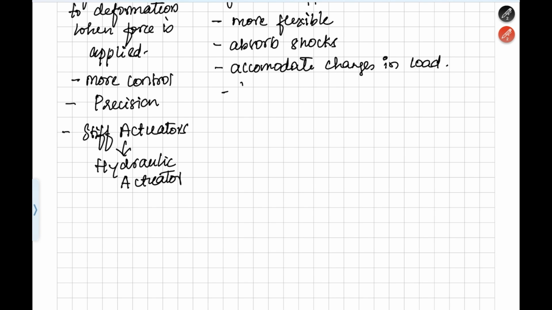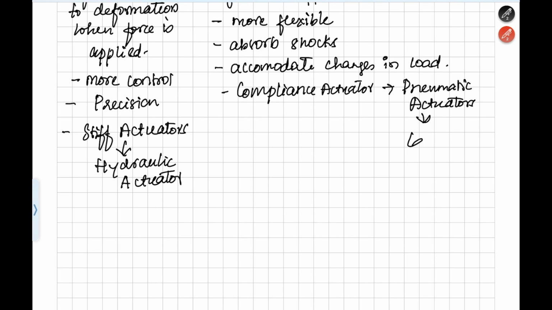Then we have compliant actuators here. Let's see the example. For compliant actuators, we can speak of pneumatic actuators. Pneumatic actuators are more flexible and they can adapt to changes in pressure. That is, they are useful for situations where we apply less pressure and a large action should happen, again as we spoke about the brake systems in our cars. Even if I apply little pressure, the entire car has to stop.